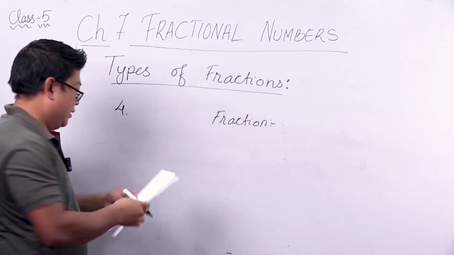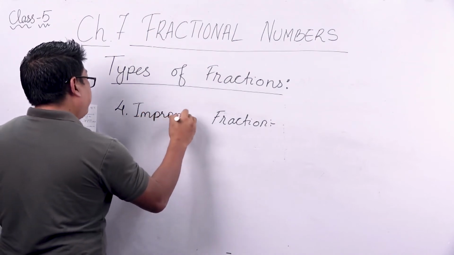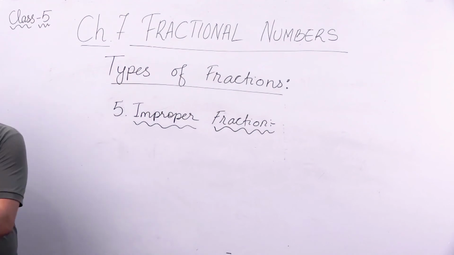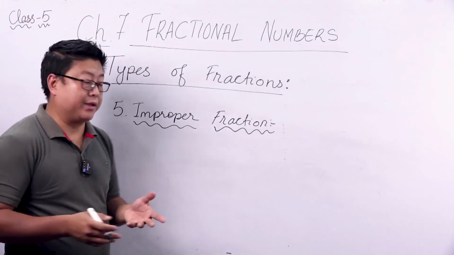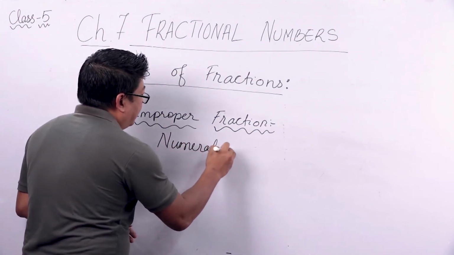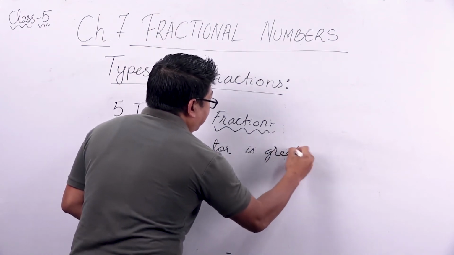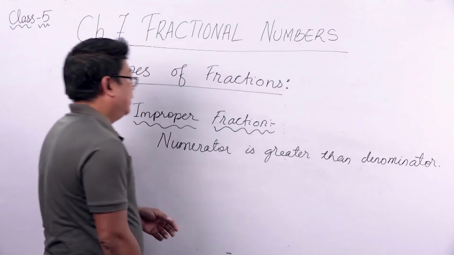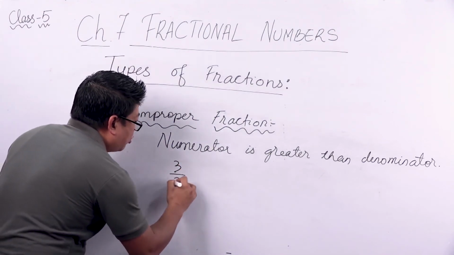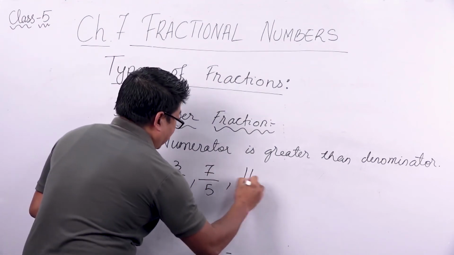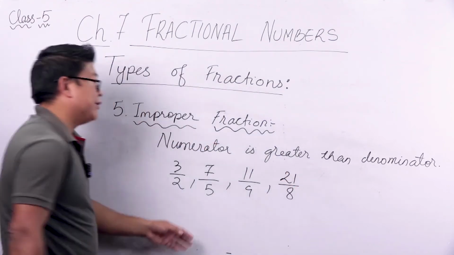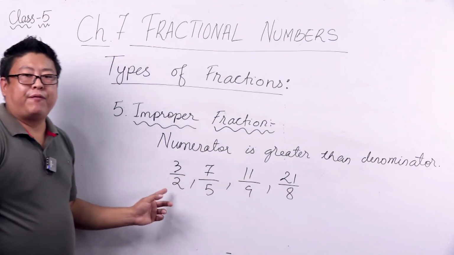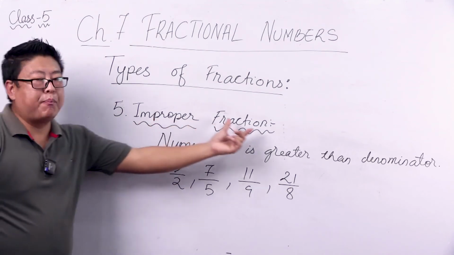The next is improper fraction. So, improper fraction is just the opposite of proper fraction. That means numerator is greater than denominator. Example can be 3 by 2, 7 by 5, 11 by 9, 21 by 8, and so on. Here you can see that the numerators are greater than the denominators, right? So these type of fractions, when you see, you will call them improper fractions.